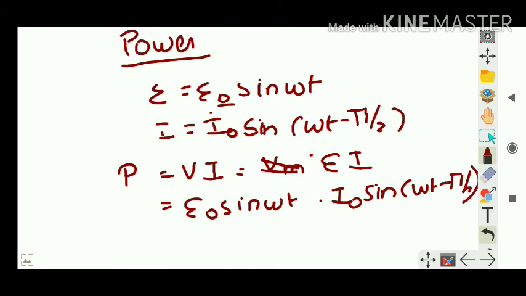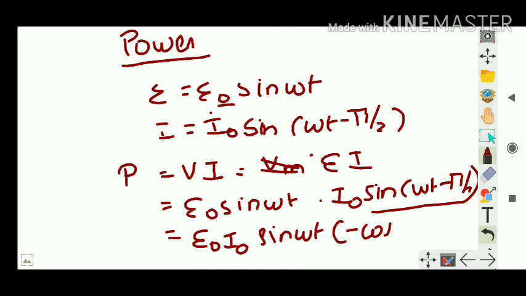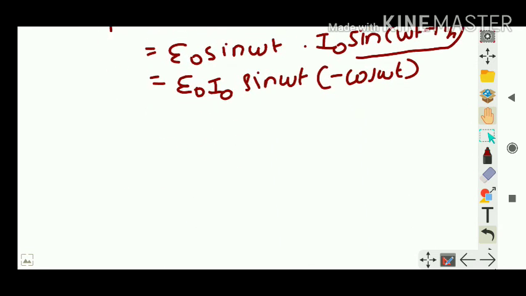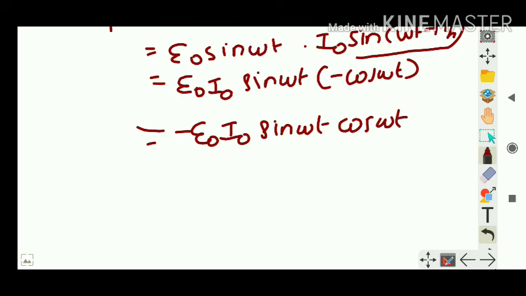Or I can write it as E naught I naught sine omega t, and this sine (omega t minus pi by 2) I can write as minus cos omega t, just like the previous cases. So I can write it as minus E naught I naught sine omega t cos omega t. This is the expression for instantaneous power, right? That is very small power.